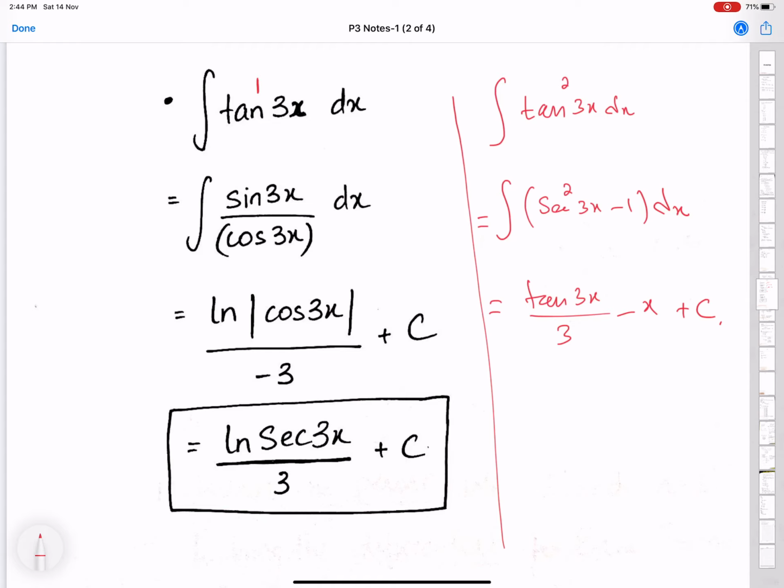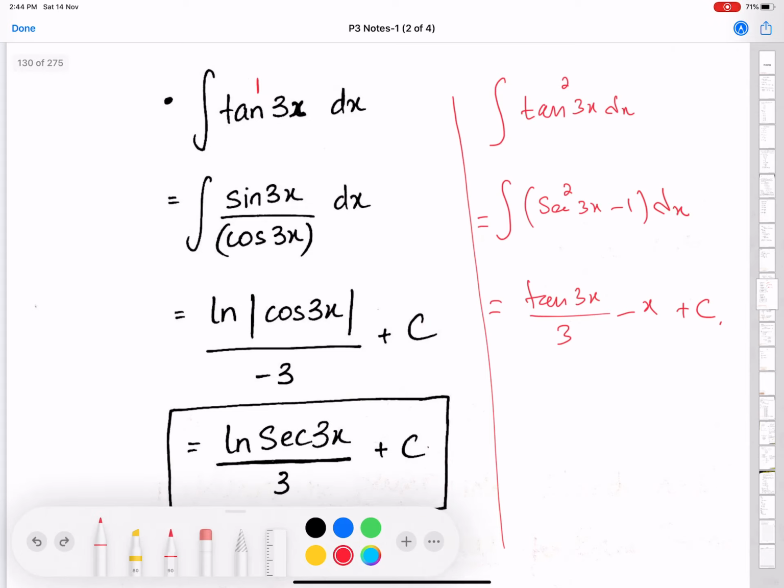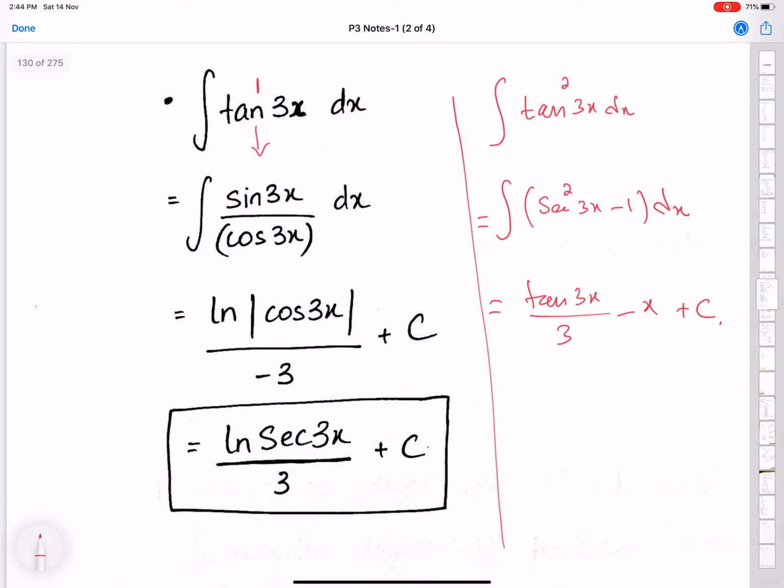But the problem is tan power 1 3x. Now this is very important. When we have power 1 of tan, then we have to use basic formula number 2 to integrate this function. Now how to integrate this function? First you need to write tan 3x in the form of sine and cos. So tan can be written as sine 3x over cos 3x.